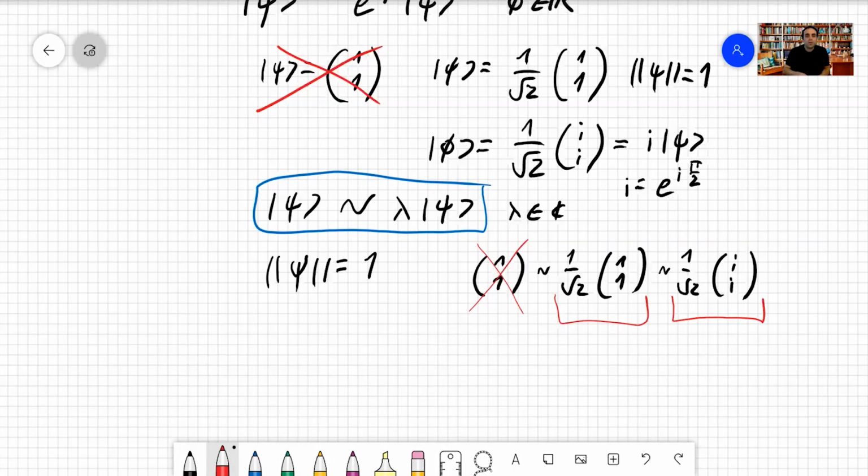So I have a question in the chat. Is i still considered a scalar value? Yeah, scalar is any number, any complex number. i is in particular a complex number.